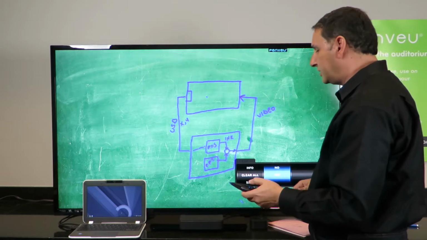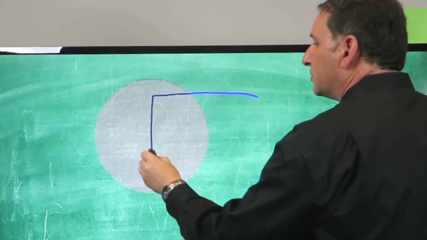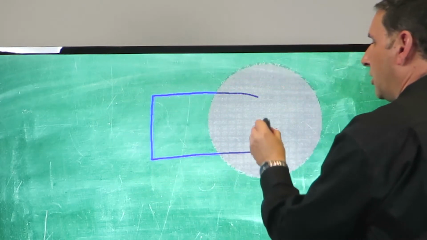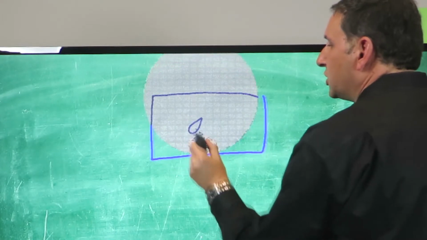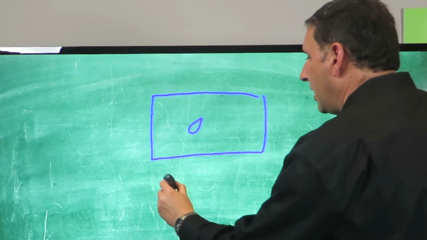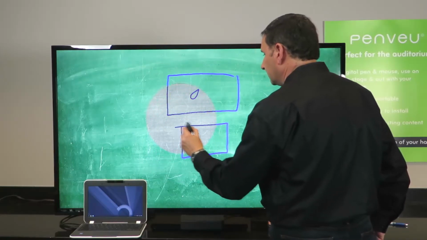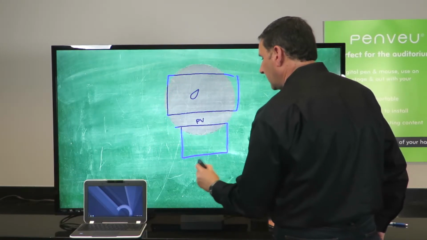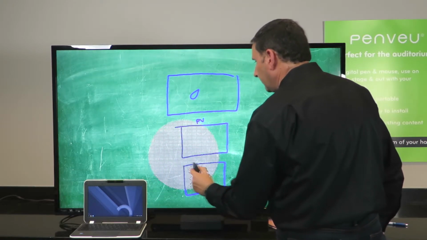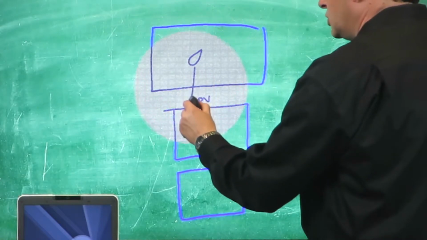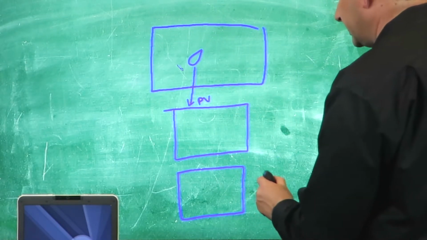Let me draw the Penveu system. Once again, we have the same display system. This can be a projector. In our case, we have this display. The device that knows its position is the pen itself. Penveu is here. And we have the computer once again. The pen conveys its position, its absolute position information to the Penveu system.